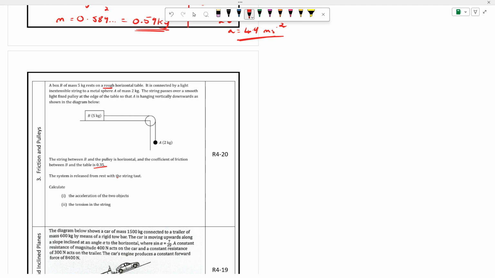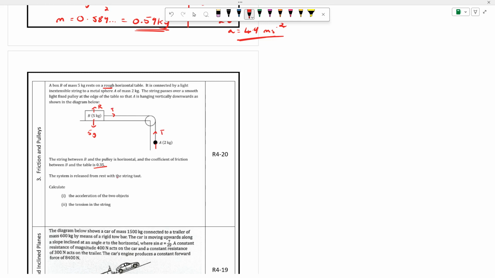If I let this go, I've got to think about what's going to happen. The only forces really working are going to be the tensions in the string. So B is going to have to move to the right and A is going to have to move down. But before I do that, let's put some forces on my diagram. So I've got 5G going down, going up I'm going to have R, and I'm going to have tension in the string.